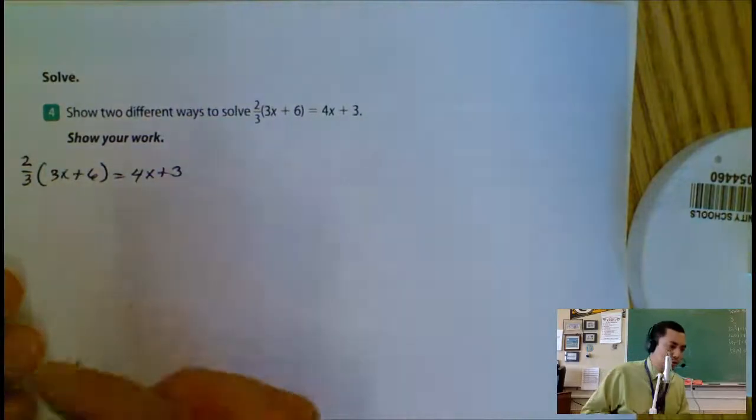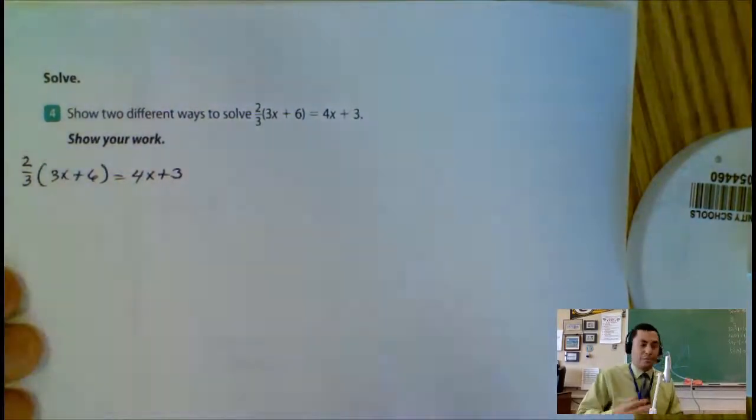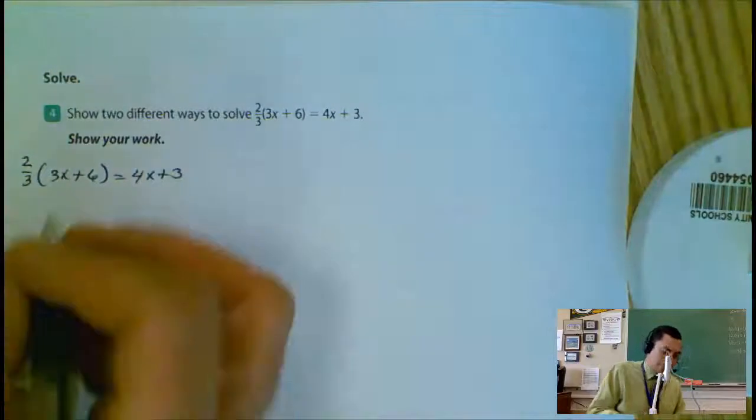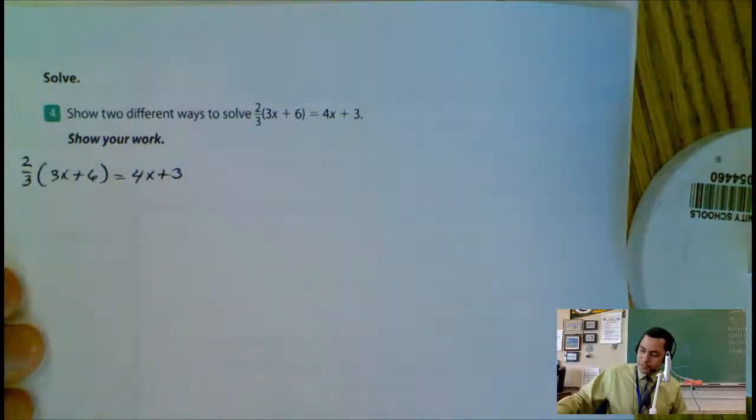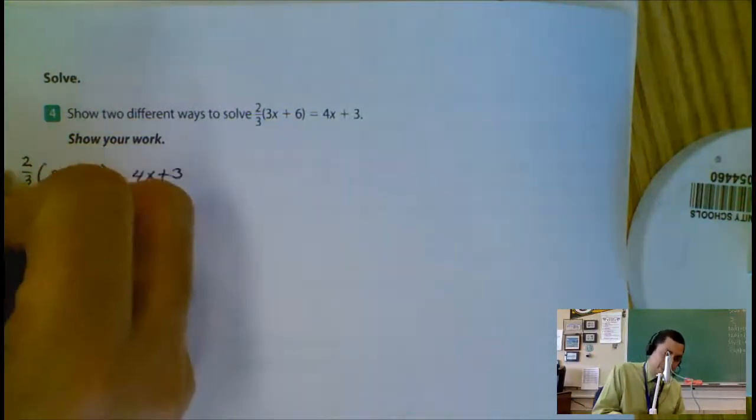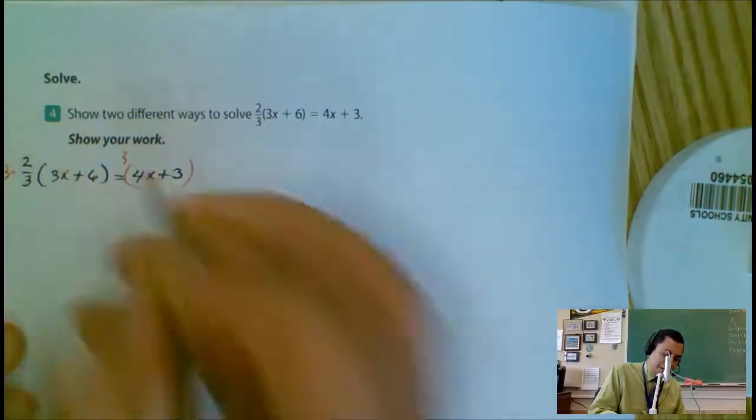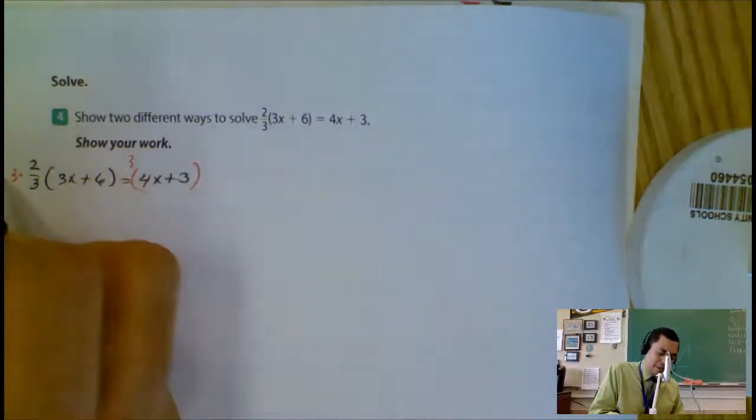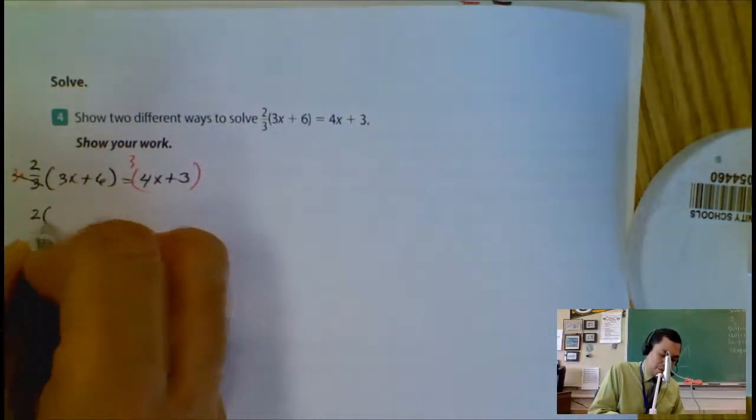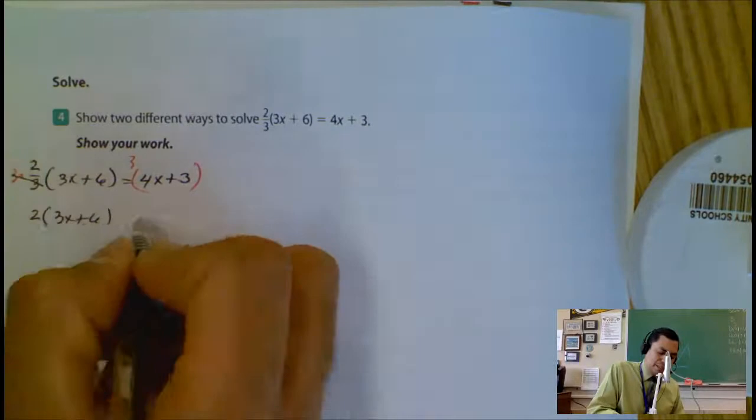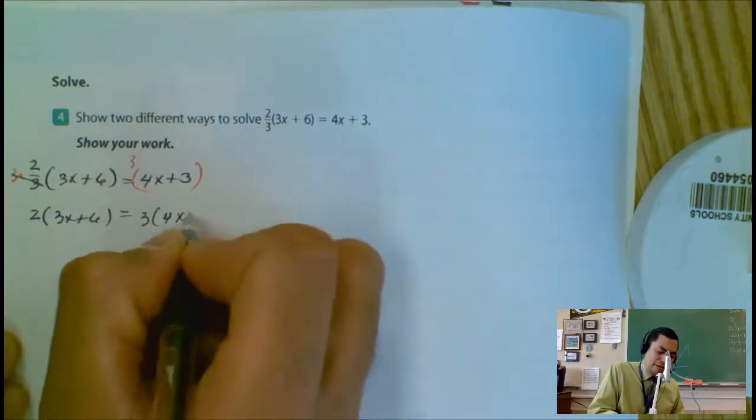Now, what I'm going to do, I'm going to multiply 3 both sides of the equation to get rid of the denominator. So times 3, and then times 3. So what happens? The denominator goes away. So you have 2(3x + 6) equals 3(4x + 3).